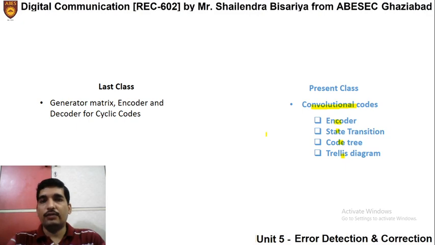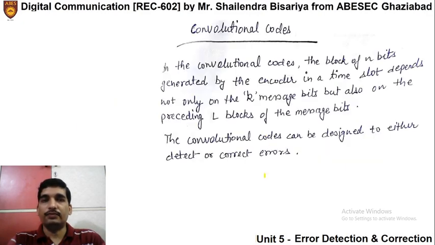Now let us proceed with what a convolutional code is. Let us first define it. Convolutional codes: in a convolutional code, the block of n bits generated by the encoder in a time slot depends not only on the k message bits but also on the preceding L blocks of message bits. The convolutional codes can be designed to either detect or correct errors.